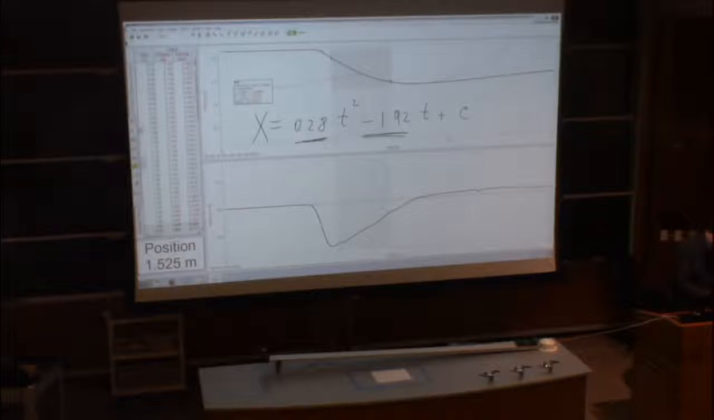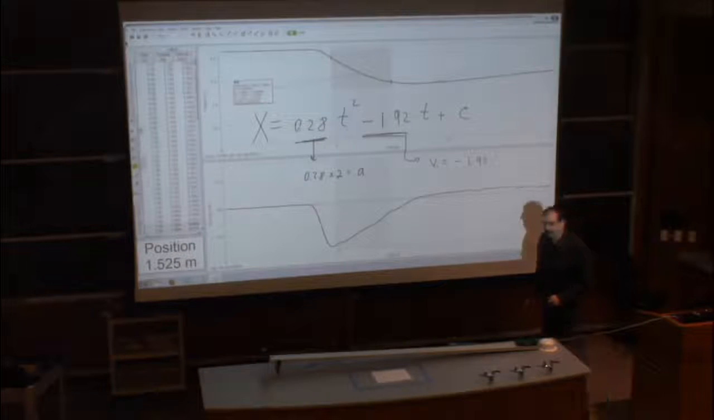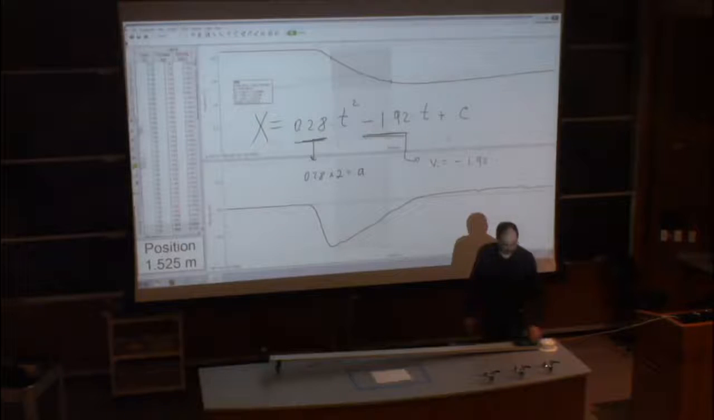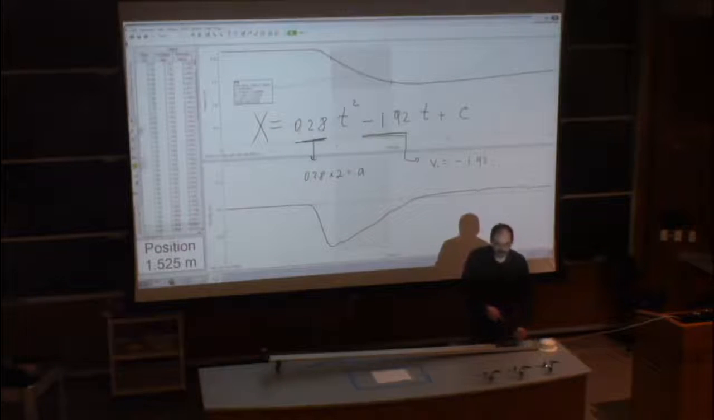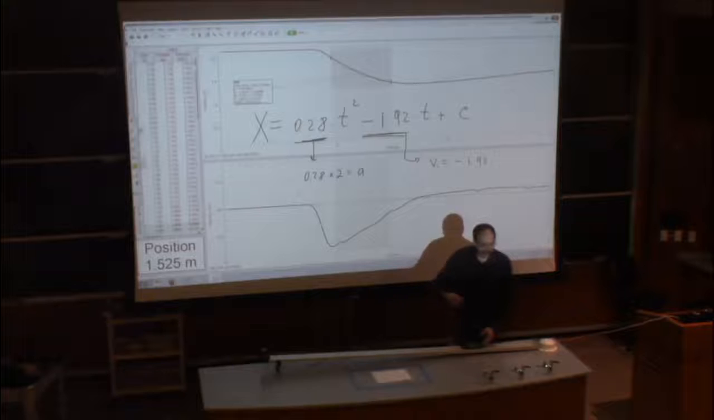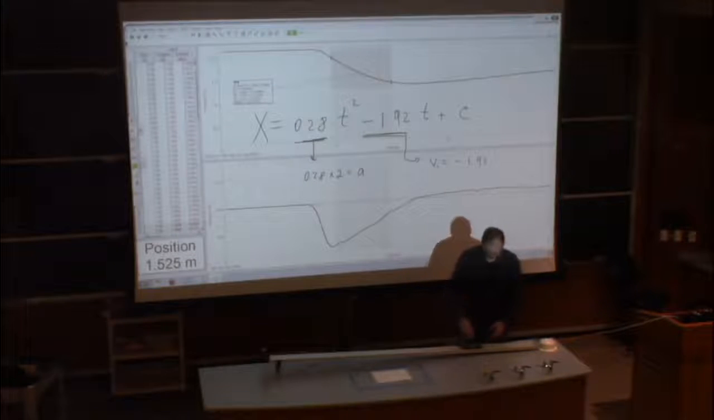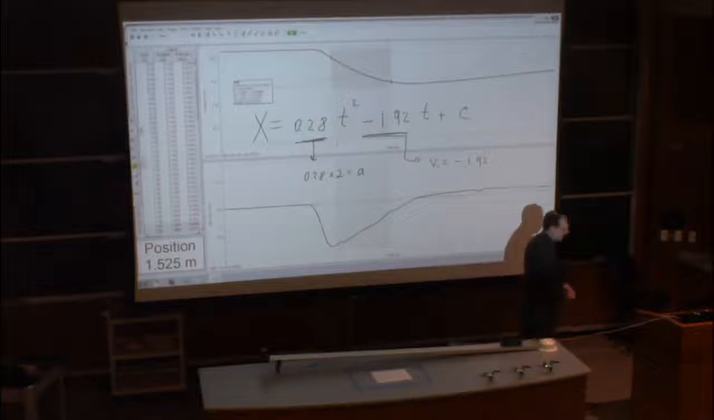We know that this number is related to acceleration. So if we take this number and multiply by 2, that's supposed to be acceleration. That's supposed to be velocity, the initial velocity. And it turns out now it is negative. Acceleration still is positive, but velocity is negative. How can it be? Well, first of all, now it travels initially against the positive x direction. So the velocity is supposed to be negative.